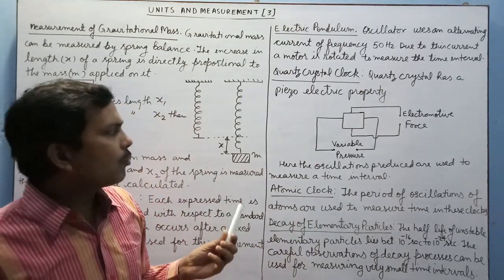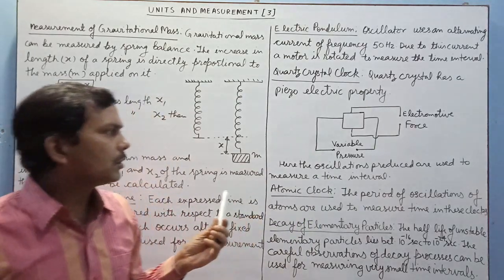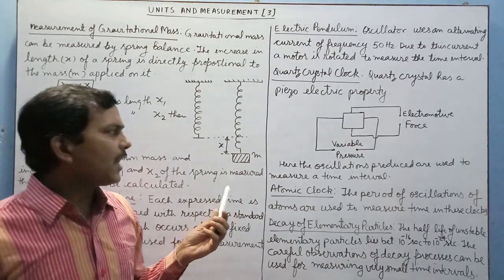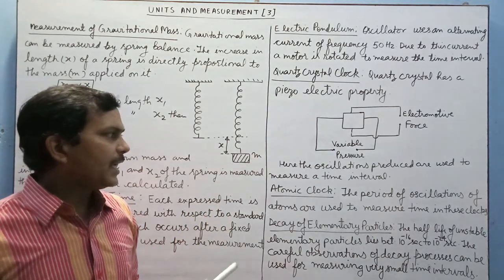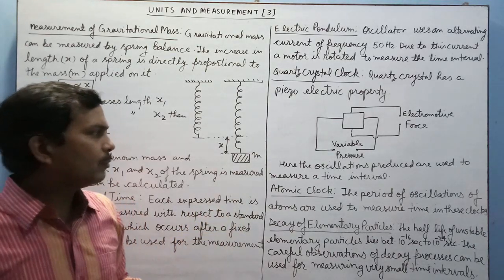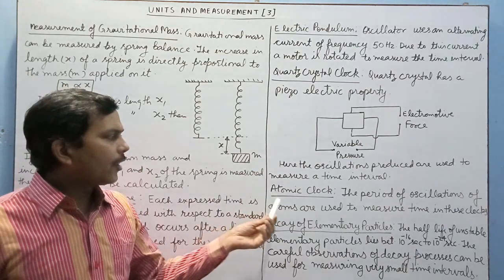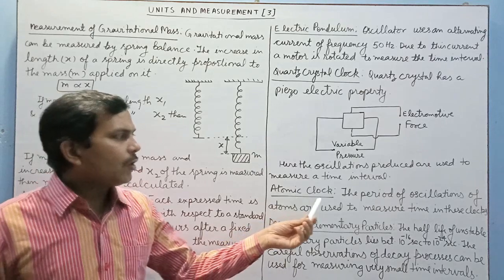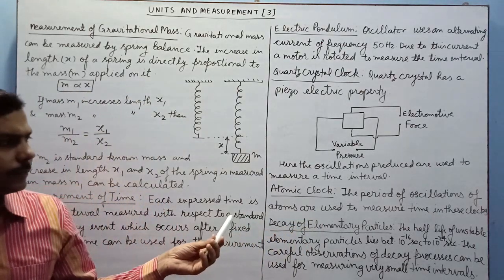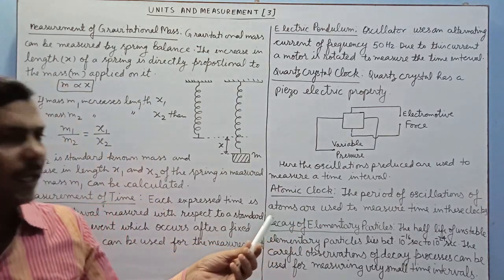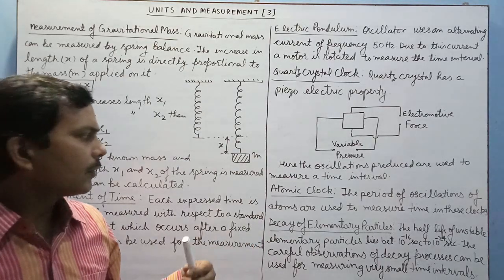This electromotive force can be used to measure any time interval, or you may say the oscillations produced are used to measure a time interval. Next, we use the atomic clock. The period of oscillations of atoms is used to measure time intervals in these clocks.